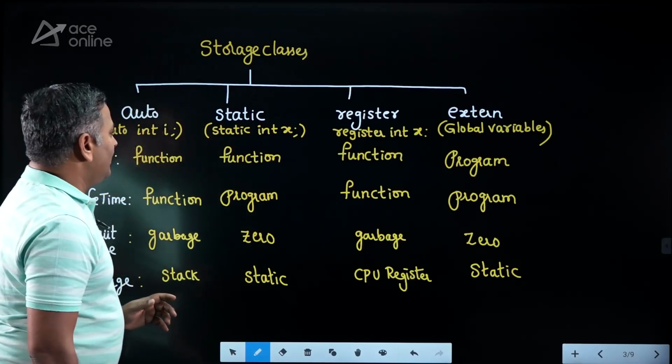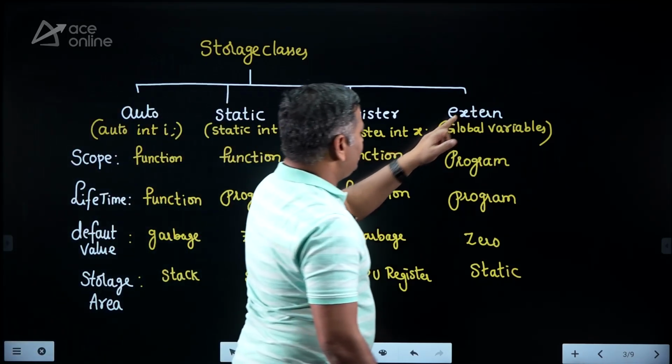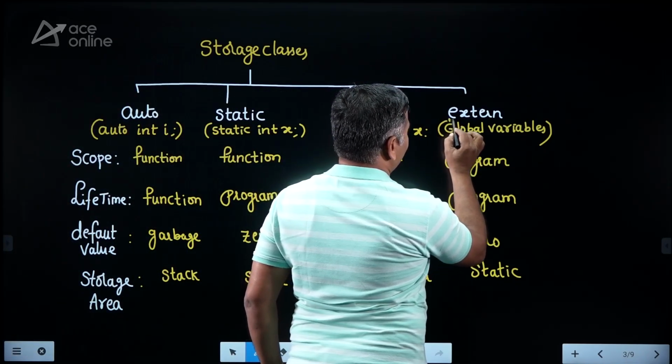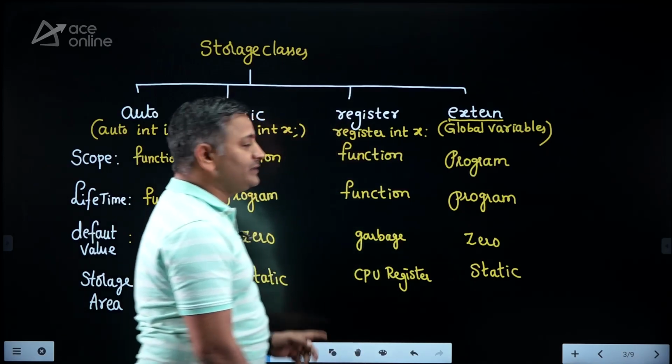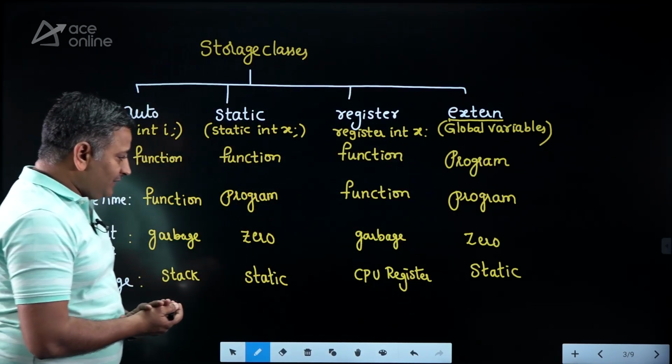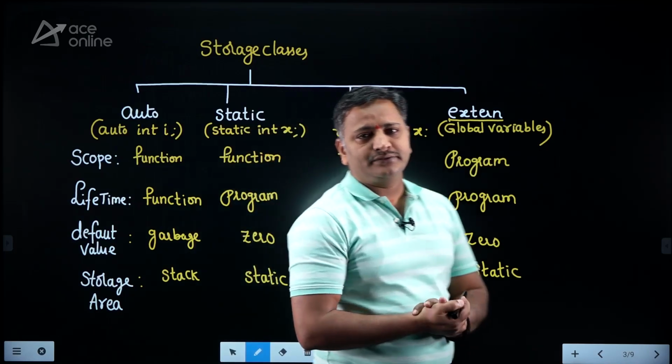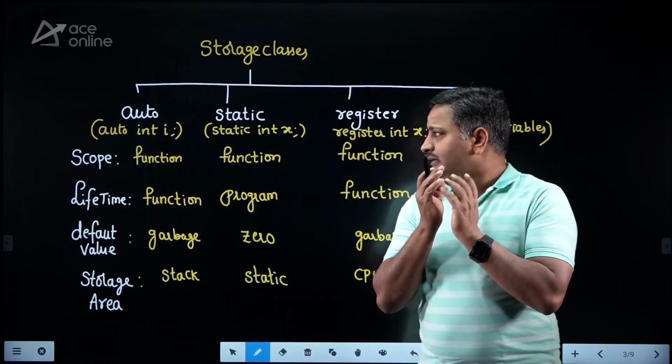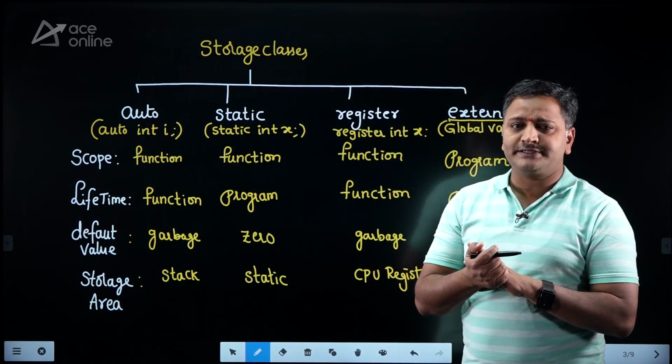Clear, friends? Okay. And if you want to access a global variable across all the functions, but the global variable is defined somewhere else in the program, in that case we can use the extern keyword. Anyway, I will discuss programs also. Okay. Then what kind of questions can you expect from the storage classes? Just revise the previous year GATE questions, you can understand.